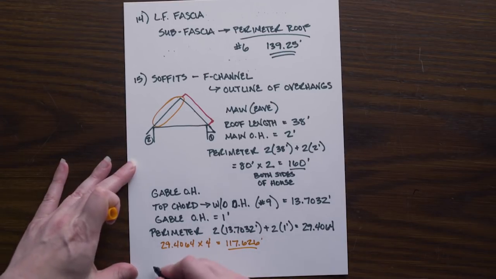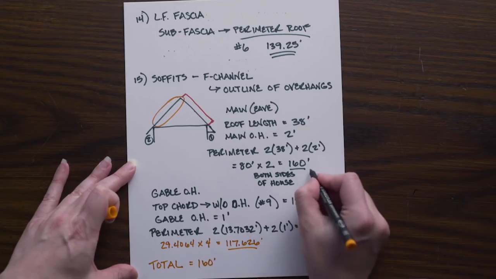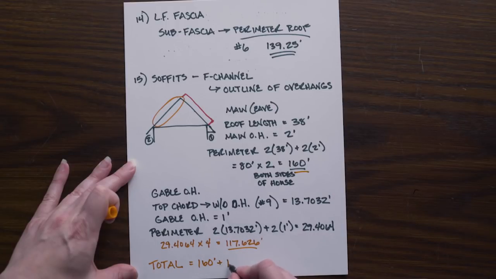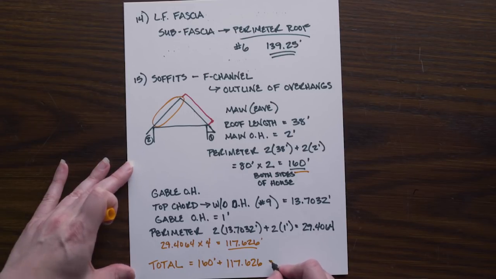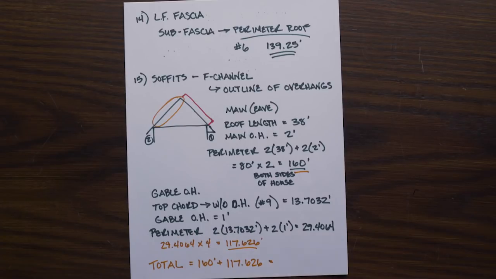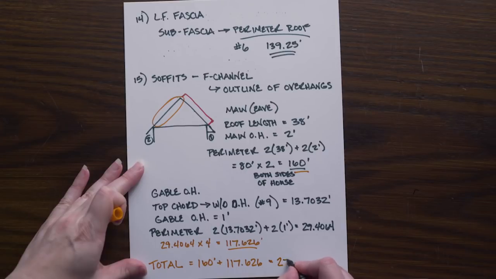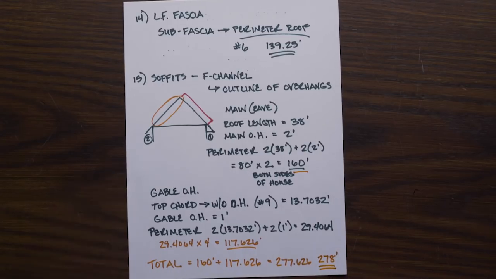So our total then of all F channel is the 160 from the main overhang, which we calculated up here, plus the 117.626, and we end up with 277.626, or roughly 278 feet of F channel that needs to go around our soffits.